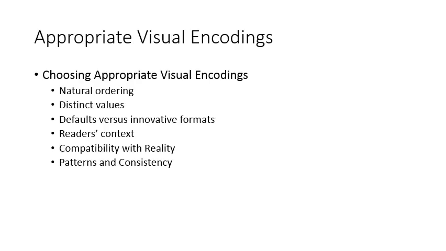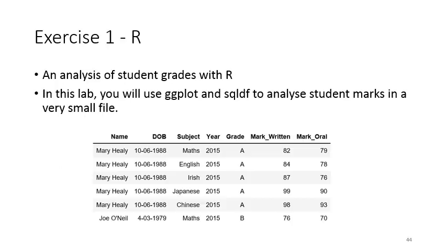Okay, so that is the list, I suppose, of the considerations when it comes to choosing an appropriate visual encoding. We'll talk a bit more about the different types of encodings themselves in the next lecture.